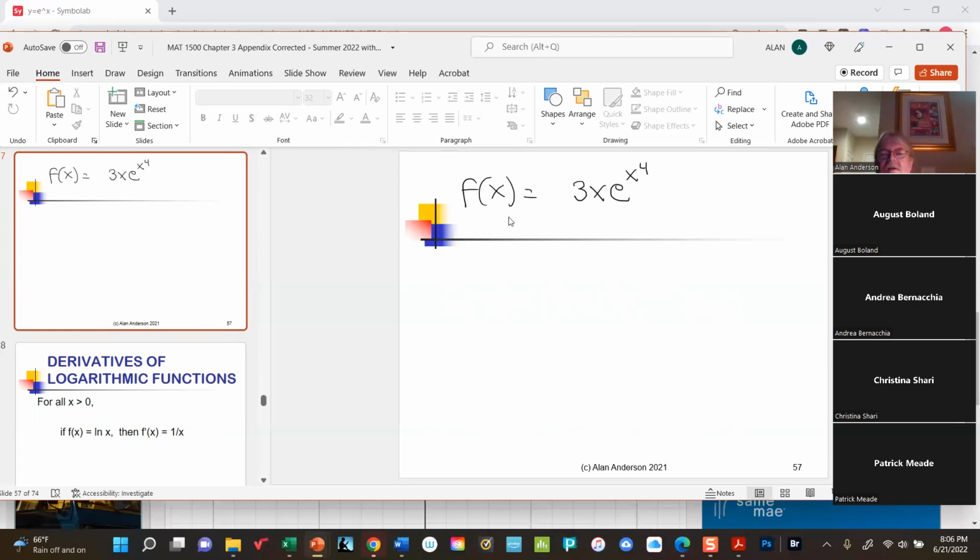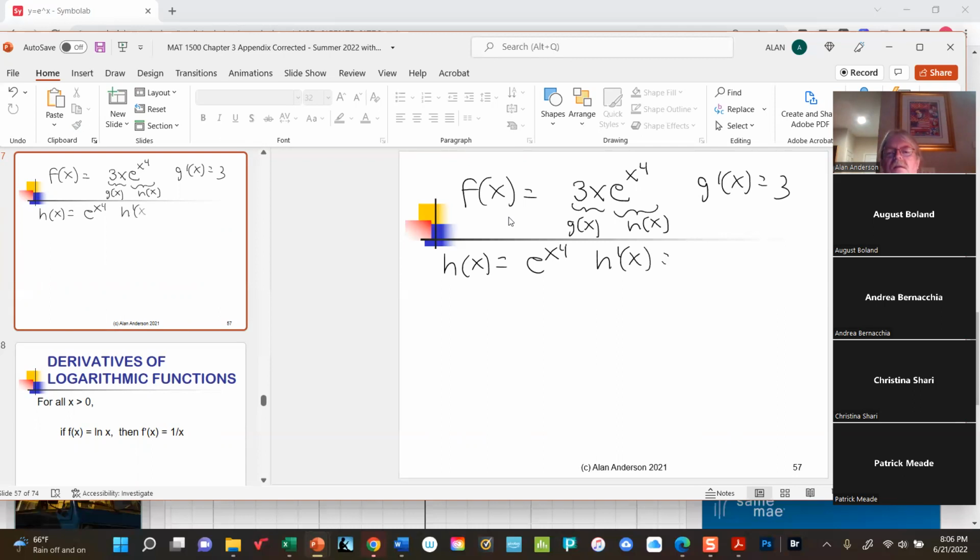Okay, now I like that one. That one is not too painful because it's a relatively straightforward product rule. So clearly g prime of x is 3. Now, what about this? h of x is e to the x to the 4th. h prime of x is that function times the derivative of the exponent.